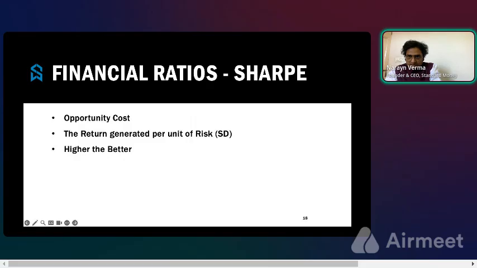Then there is Sharpe ratio. Sharpe is basically judging the opportunity cost. If you took a higher risk, how much excess return you are getting. So if two funds have similar standard deviation, you need to look at Sharpe ratio to judge which fund has performed better.